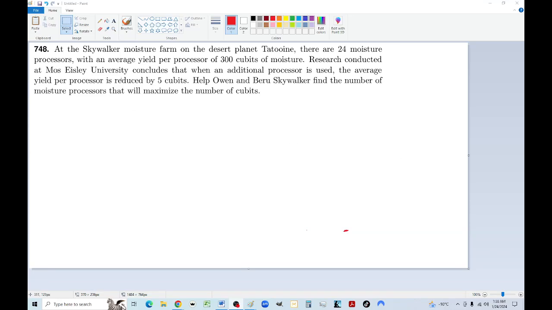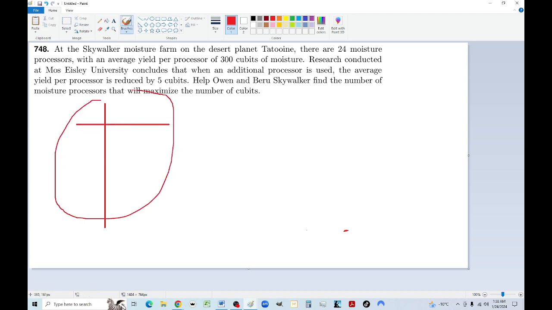Okay, so honestly, this is one of the dumbest questions possible, and it's so annoying because nobody can wrap their head around it. But you have to start with sort of an XY graph. So just start there. X would be the number of processors, and Y would be the yield. You can see that when there's 24 processors, there's 300 qubits of yield. So let's start with that.